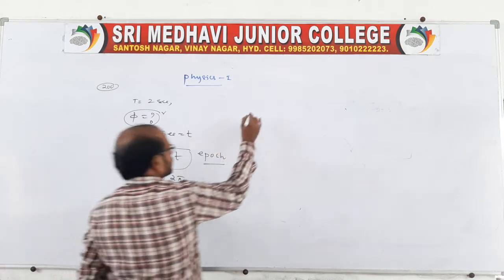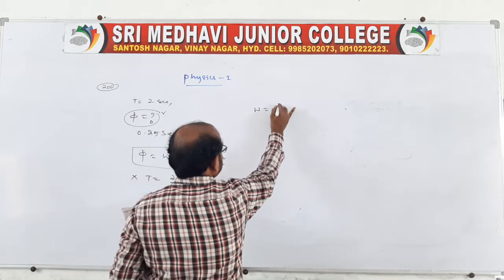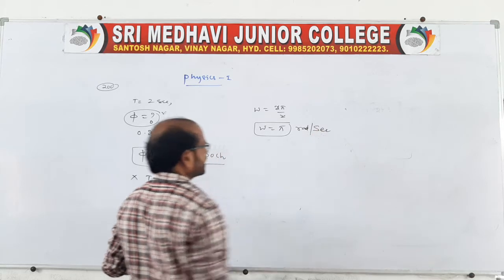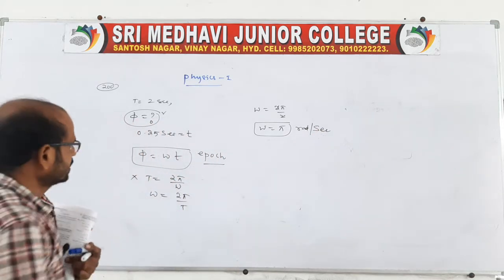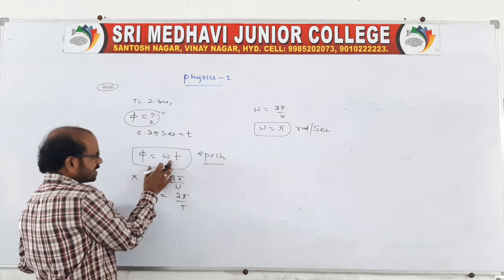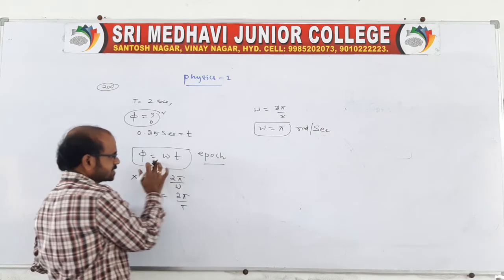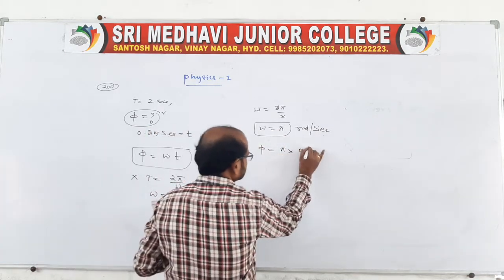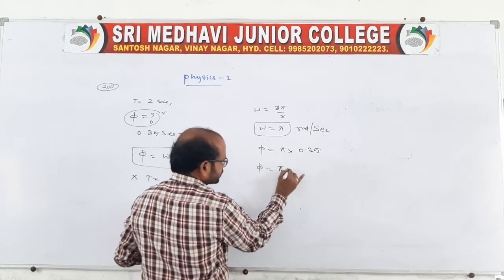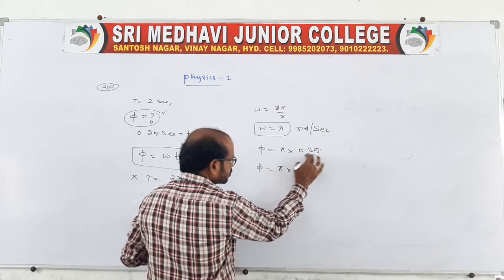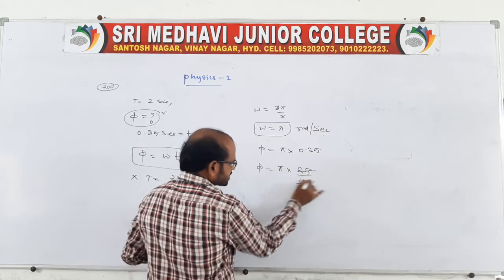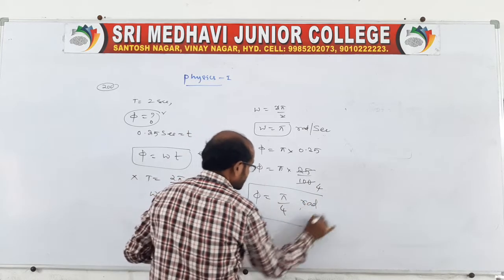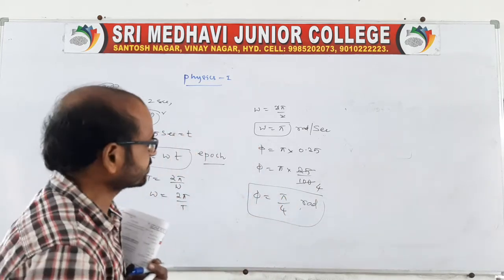What is capital T? You write it directly. Then omega is equal to 2 pi by 2, the 2s cancel, then it is pi radians per second, because it is angular velocity, no? The unit is radians per second. Now we know omega and we know the time taken, so you substitute in the epoch. Therefore phi is equal to pi into 0.25, that is pi into 25 by 100, because 0.25 is nothing but 25 by 100. 25 once 25, 25 fours are 100, this will be pi by 4 radians. This is the phase of the particle.